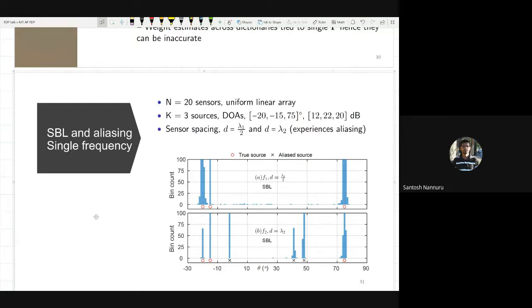Okay. So what I've shown here is a histogram of SBL output, again where three sources are present, the three red circles. The first panel is where the spacing is exactly half wavelength. This is a single frequency analysis. If you have half wavelength, all your SBL peaks, the histogram, the bin count, is where I found the SBL peaks. You see, they are always nicely near the actual true source locations, the red circles, in the first figure.